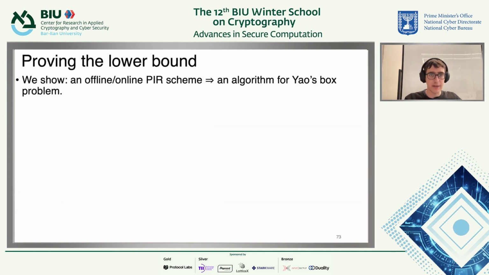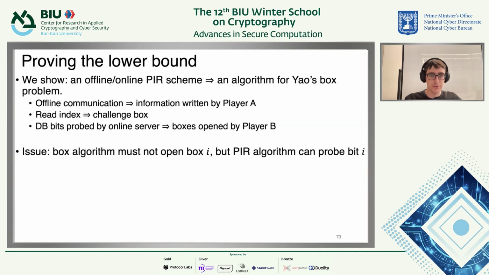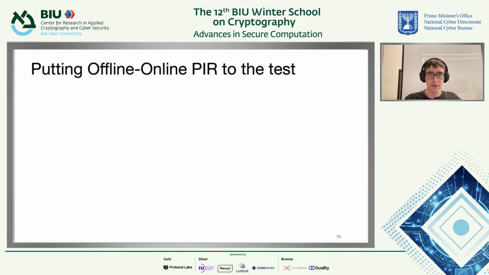I will not go through the lower bound proof, and it's in the slides, so you can look at it. But I want to talk a little bit about evaluating PIR, and specifically, let's put offline-online PIR to the test.